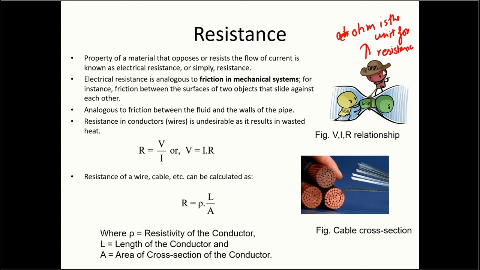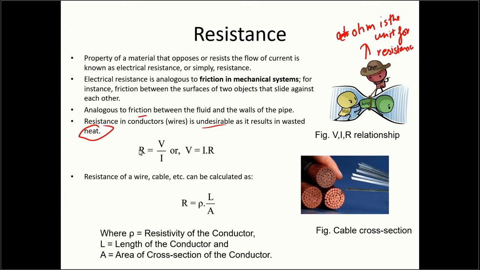And the higher the resistance, or the higher the ohms, the lesser the current that flows through a conductor. And just like what we showed for mechanical systems, voltage is pressure, current is the flow of fluid, and resistance is equal to friction in mechanical domains. So the resistance in conductors is undesirable. The lower the resistance, the better. The higher the resistance, the more electricity gets wasted in the form of heat.